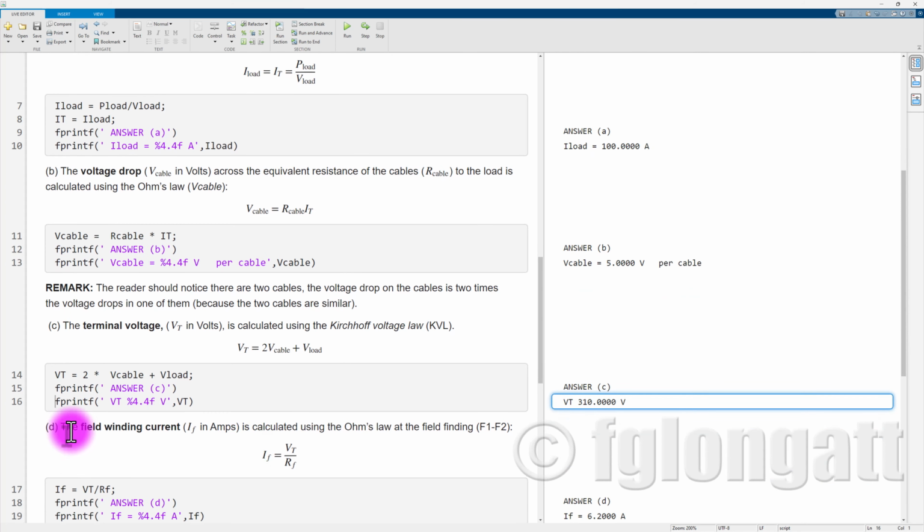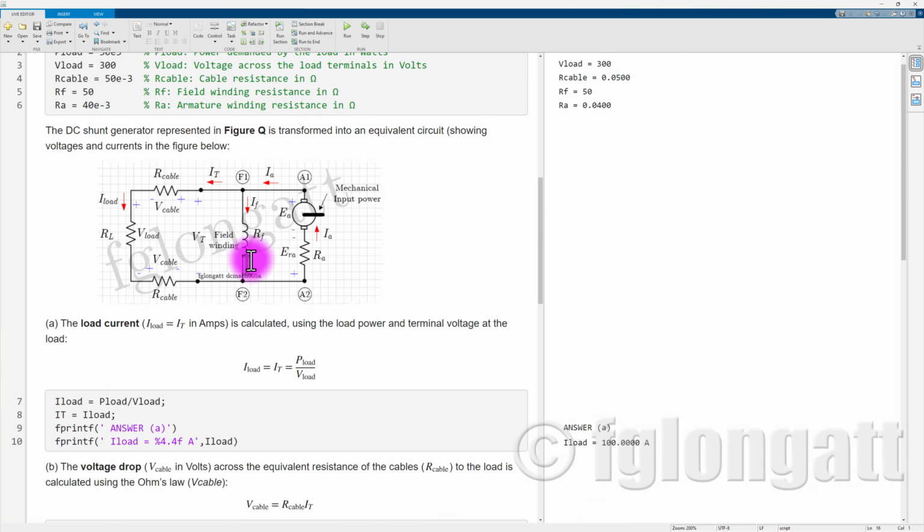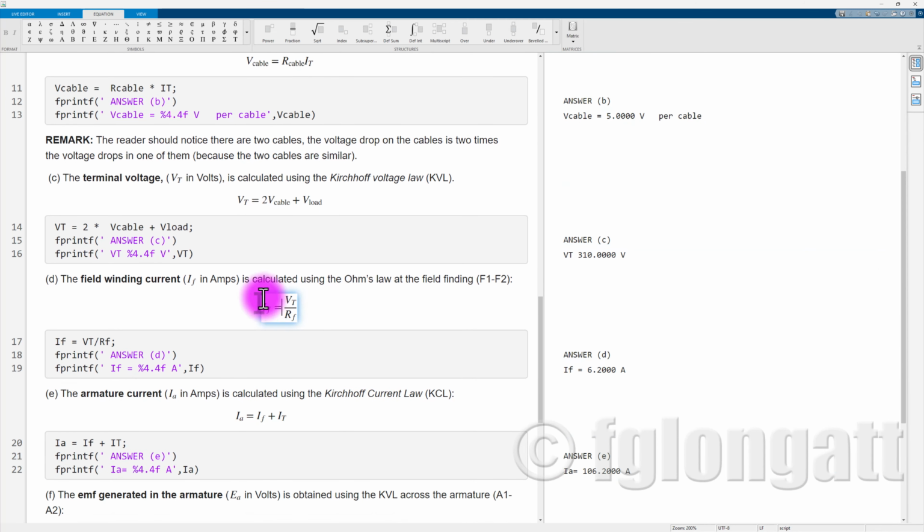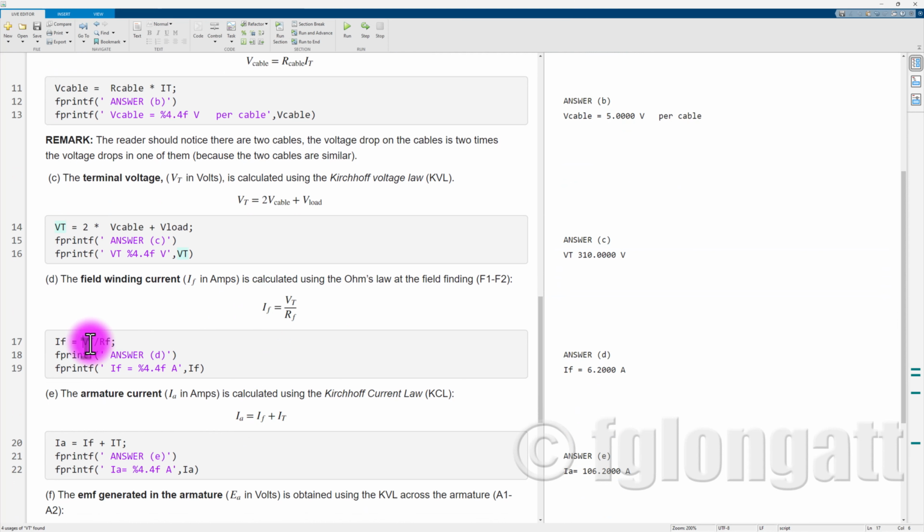So next step is the field winding, and the field winding current is this current over here. It is very simple to calculate because we already know that the terminal voltage is 310 volts. So what we need to do is apply Ohm's law, dividing 310 by the field winding resistance, in this case 50 ohms. So as you can see over here, the result is 6.2 amps.